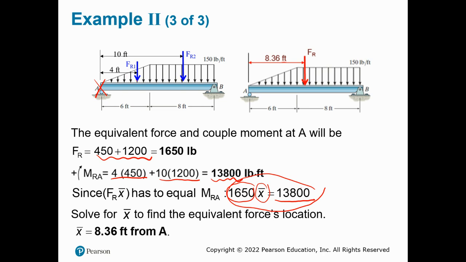So this first diagram says I got two: one represents the triangle portion, one represents the rectangular portion. And over here, I can find one single force to replace FR1 and FR2 together. Magnitude is 1650. Location would be 8.36 feet away from point A.